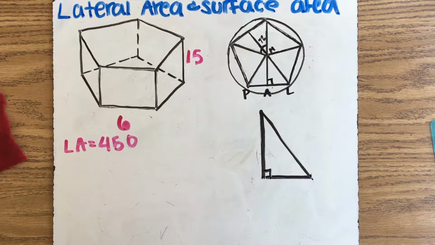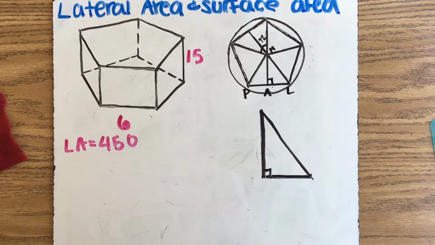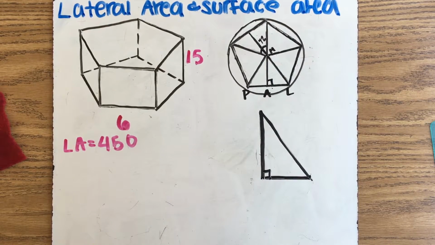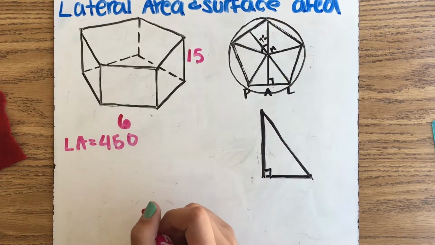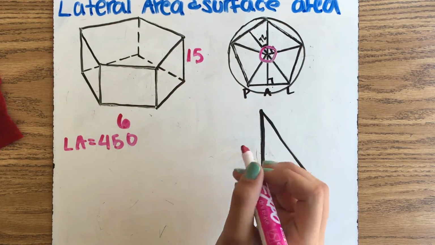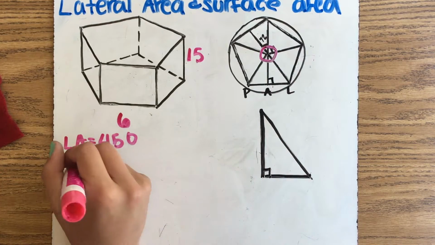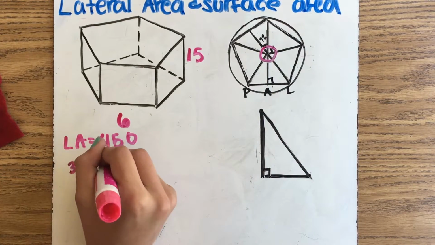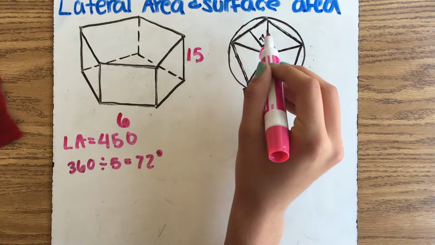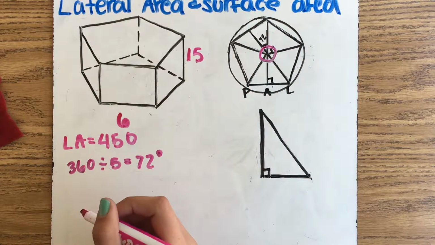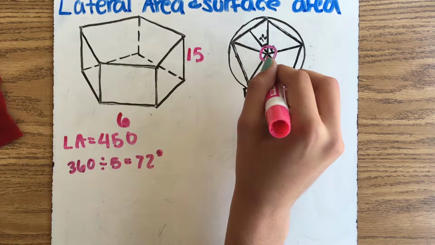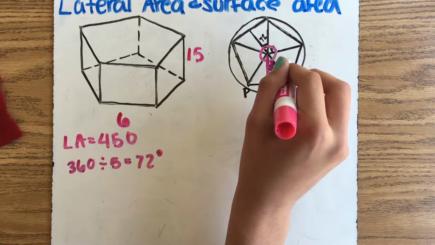Okay. And to find the surface area, it can be found by adding the lateral area to the area of the two bases. So to find the area of the two bases, since this whole thing equals 360, you would divide 360 by 5, which would equal 72. So this would equal 72. And then when you cut this in half, each angle would be 36 degrees.